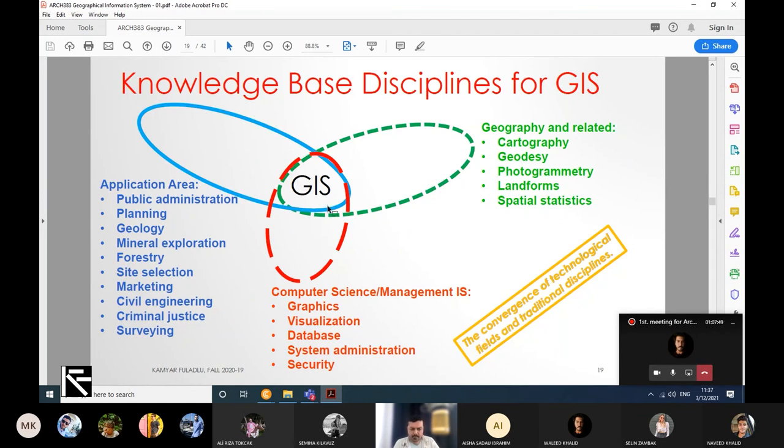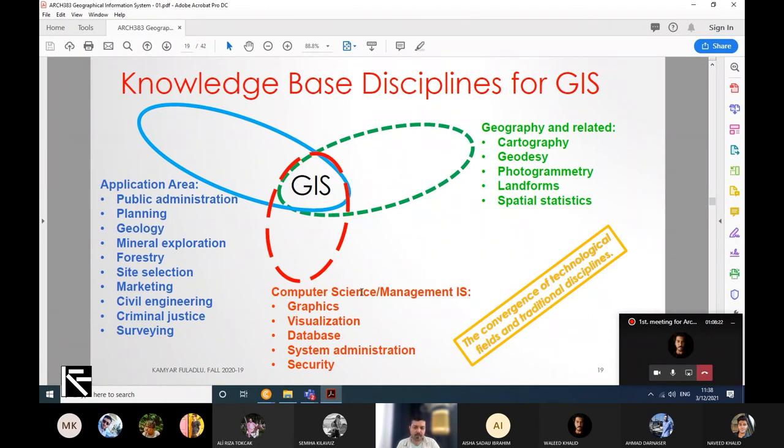We have applications, as I told you, for a planning department, for geology, for health, for marketing, for criminal justice, for the police, for the department of forestry, for architecture. We have many, many application areas. I just gathered some of them and put them here.